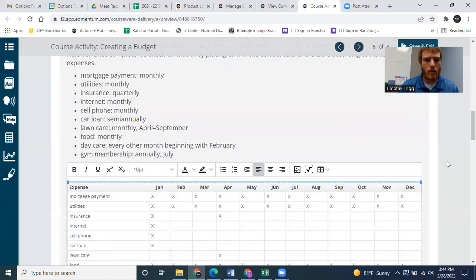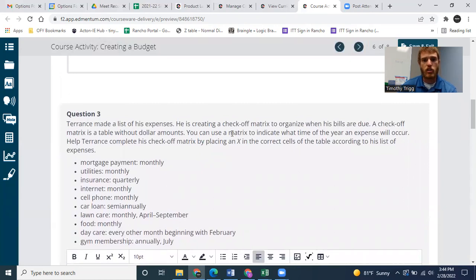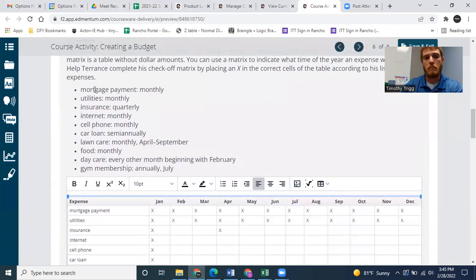All right. Okay. Now on this next one, Terrence made a list of his expenses. He is creating a checkoff matrix to organize when his bills are due. A checkoff matrix is a table without dollar amounts. You can use the matrix to indicate what time of the year an expense will occur. Help Terrence complete his checkoff matrix by placing an X in the correct cells of the table according to his list of expenses. So you can see for mortgage payment, that happens monthly.